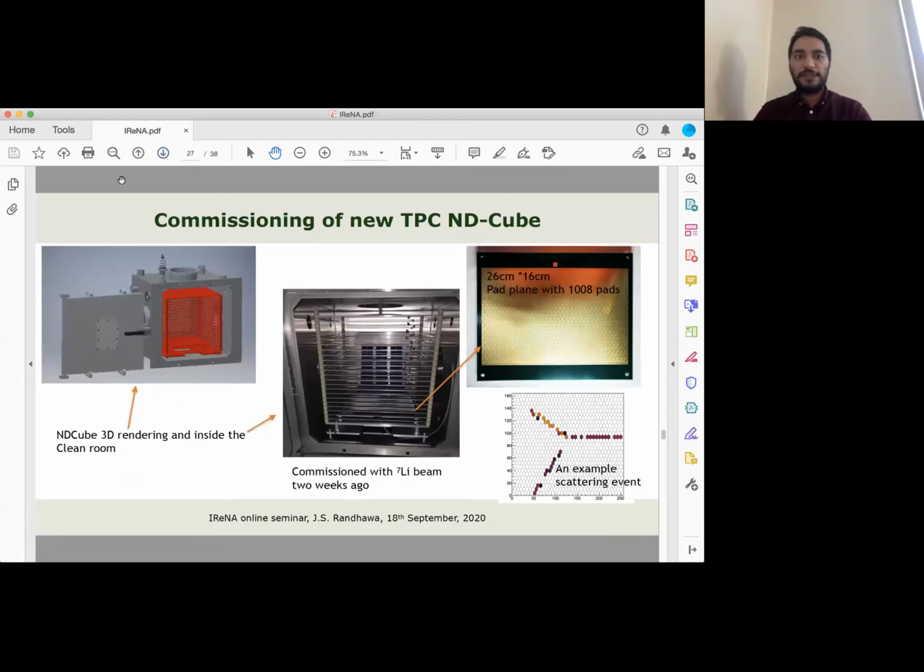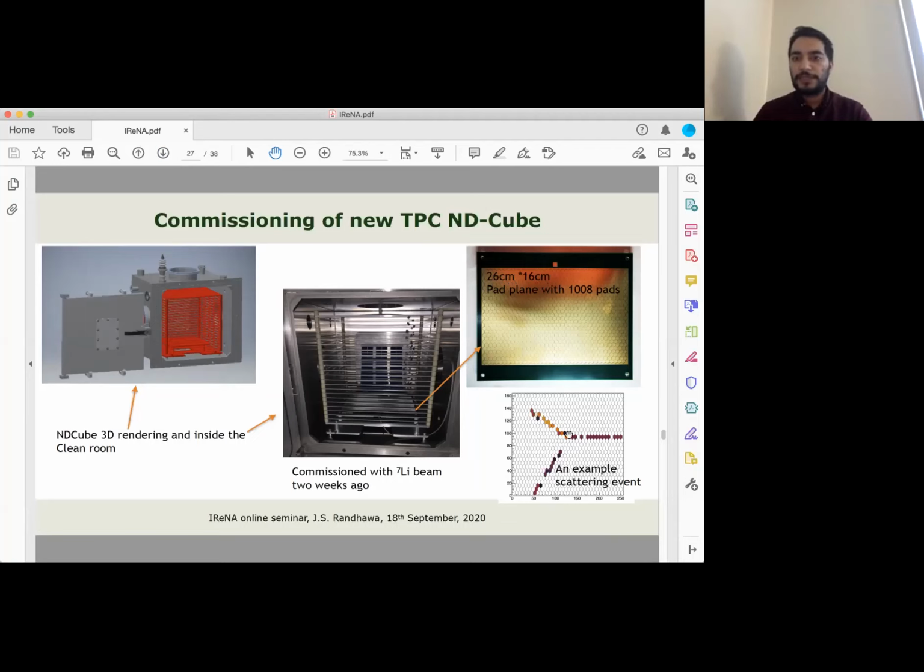Now the final item I'm going to show is the commissioning of the new TPC, what we call the ND cube or Notre Dame cube, which we recently commissioned. This is the 3D rendering of the ND cube. This is the high voltage feed through, and then this is the field cage. You can see here the high voltage feed through touching the cathode. This is a cathode plate, and then there's a field cage, and at the bottom of it we have a high granularity pad plane. We have around 100,000 pads in an area of 26 centimeters by 16 centimeters.